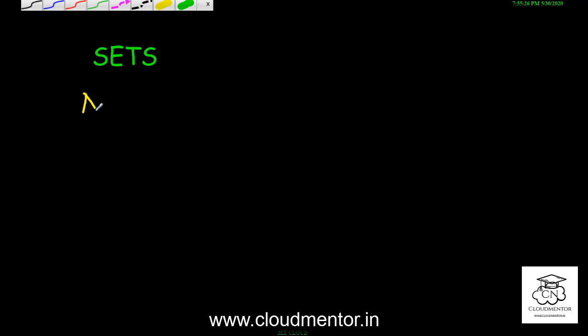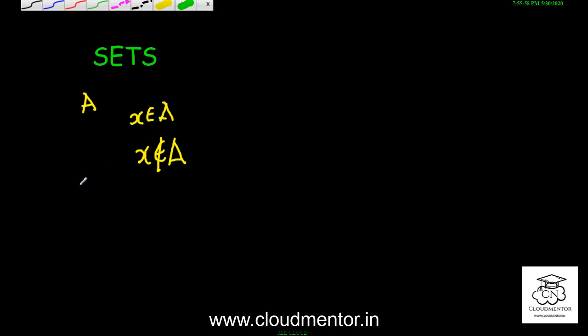Let A be a non-empty set. If x is an element of A, then we write it like this and read it as x is an element of A, or x belongs to A. And if x is not an element of A, then we write it like this and read it as x is not an element of A, or x does not belong to A.